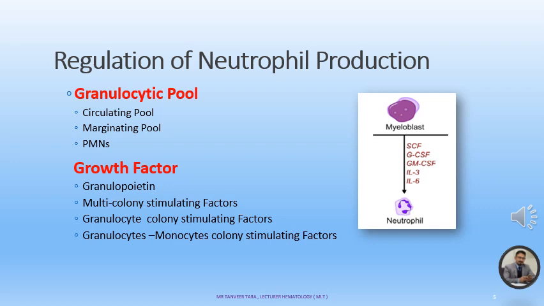So how does regulation occur? There are certain growth factors. These growth factors are called granulopoietins, or cytokines. But four different types of growth factors are very important in the production or regulation of the neutrophil. The first one is multi-colony stimulating factor. It's also called multi-CSF, and this is a non-specific growth factor, and it's also known as interleukin 3.